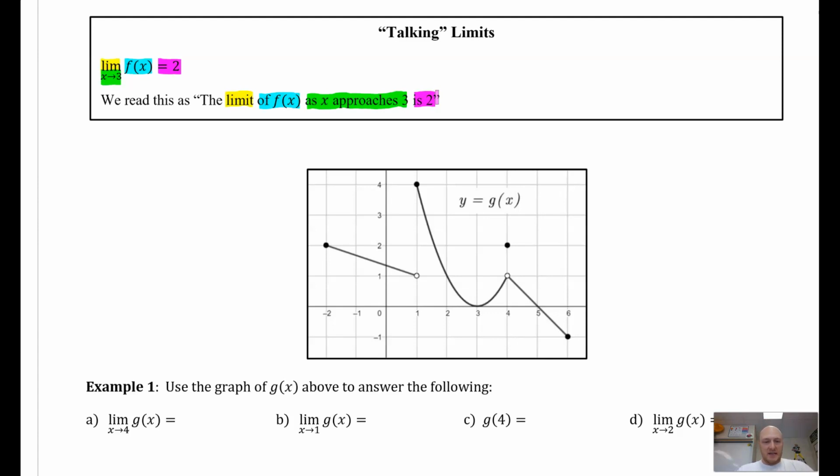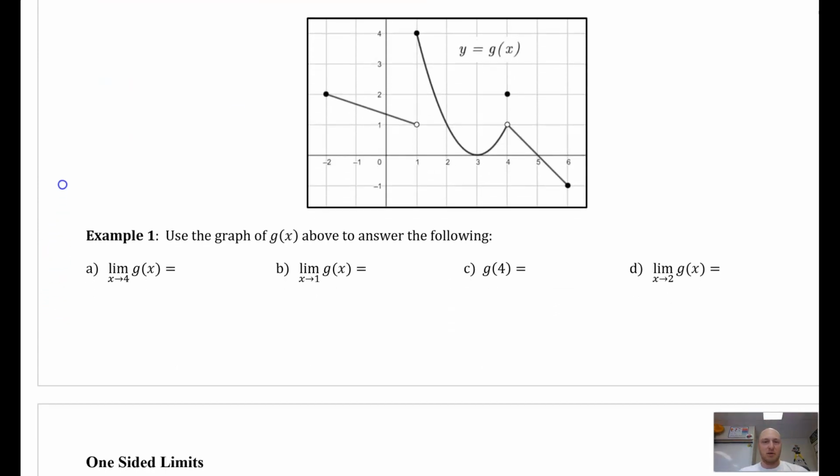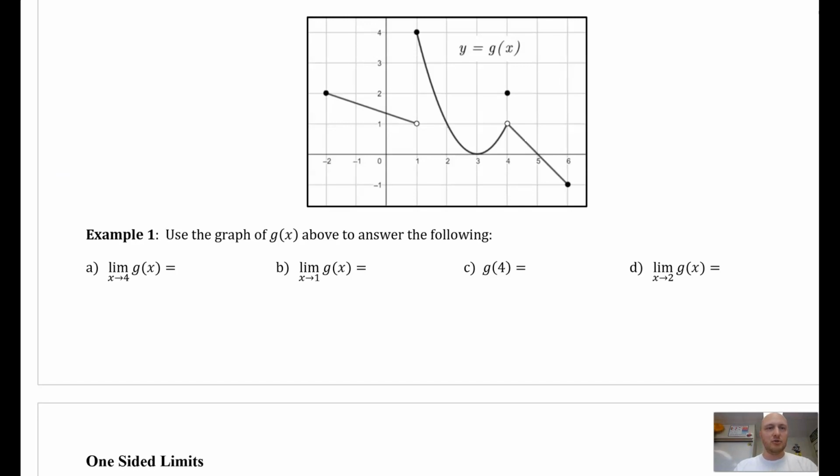So let's look at some examples here and try to accomplish these. Example number 1: use the graph of g of x above to answer the following.